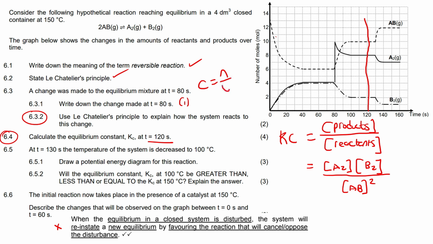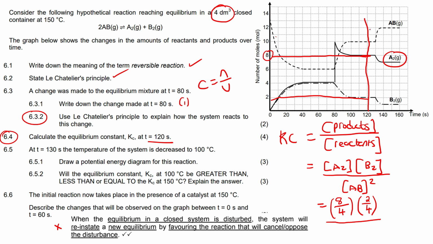So C equals n over V. We know the volume of the container, and we can just read off the moles of each substance. So for A2, that's this one, at that time has 8 moles. So we're going to say C equals n over V, so it's 8 over 4. Then for B2, it has 2 moles, so 2 over 4. And then AB is 10 moles, so 10 over 4, but to the power of 2. Okay, so go ahead, type it all in. And we should get 0.16. So where do we write that?